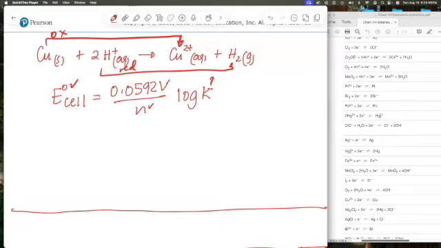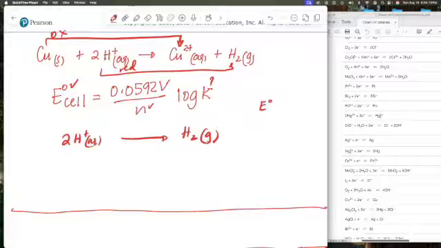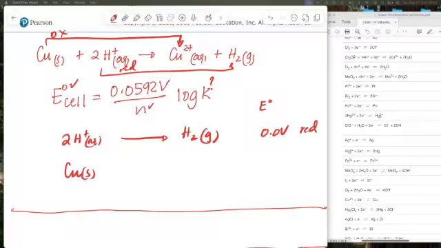Let's set it up. I guess I'll start with the reduction first. We'll have 2H plus aqueous giving us H2 gas, right? We know the potential of this is equal to 0.0 volts. And this is the reduction. We have copper solid to give us copper 2 plus. Okay.